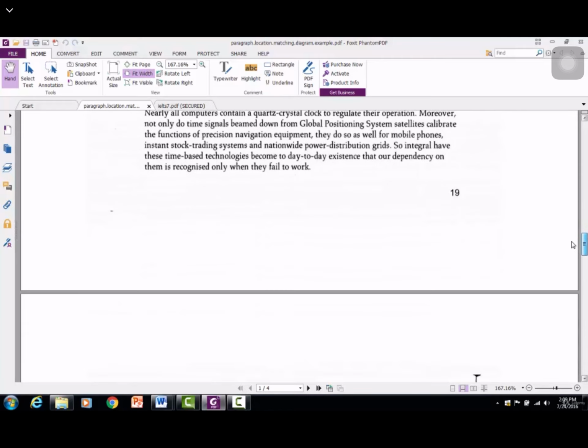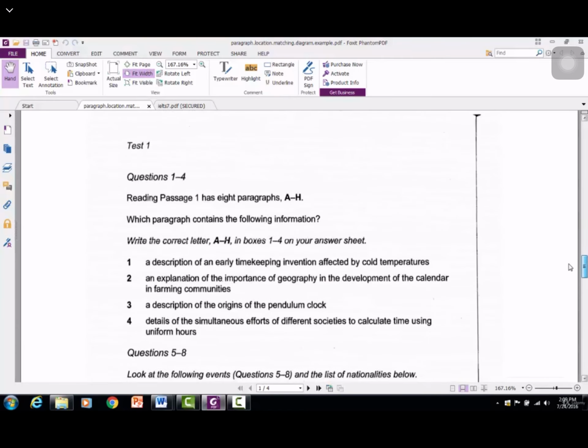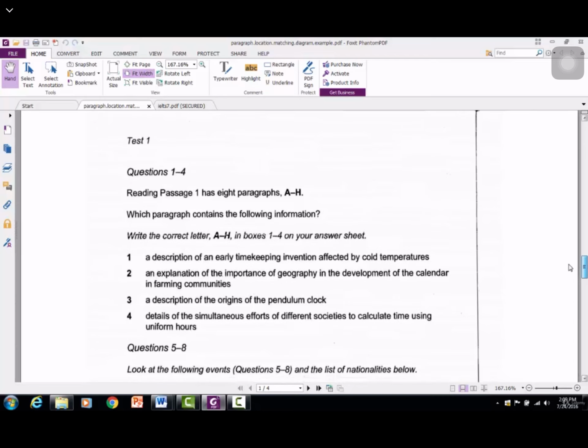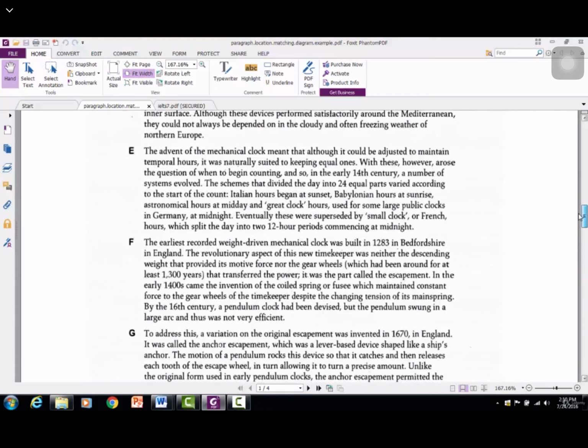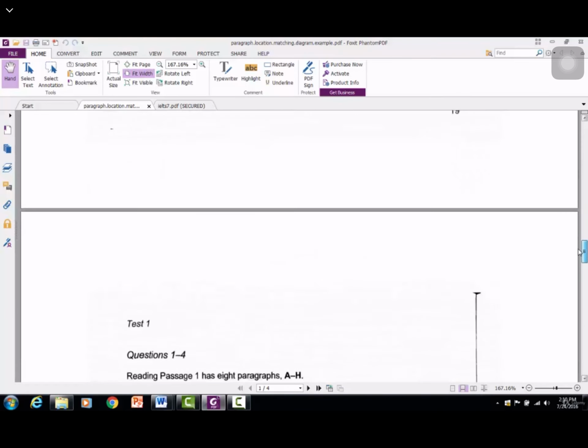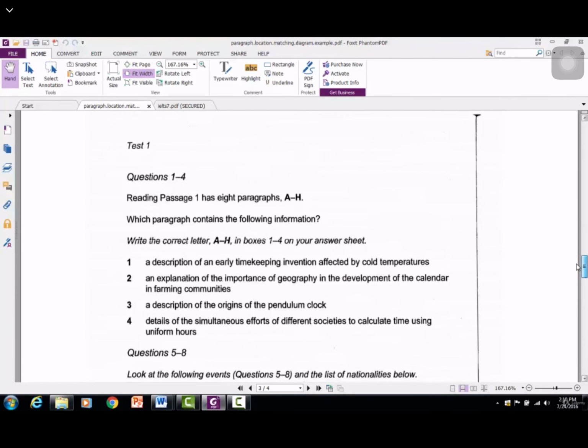So our correct answers, again: number 1 was D, number 2 was paragraph B, number 3 was paragraph F, and number 4 is paragraph E. Okay? All right, so that's the proper method for doing a paragraph location question.